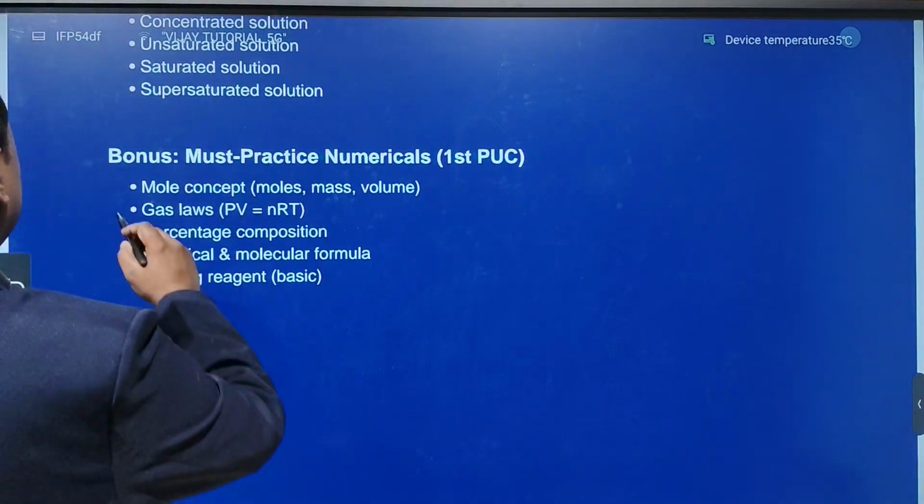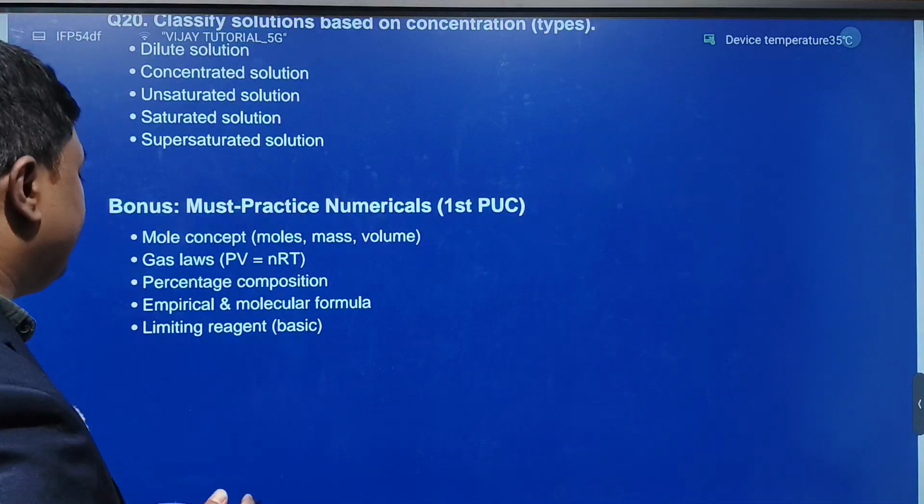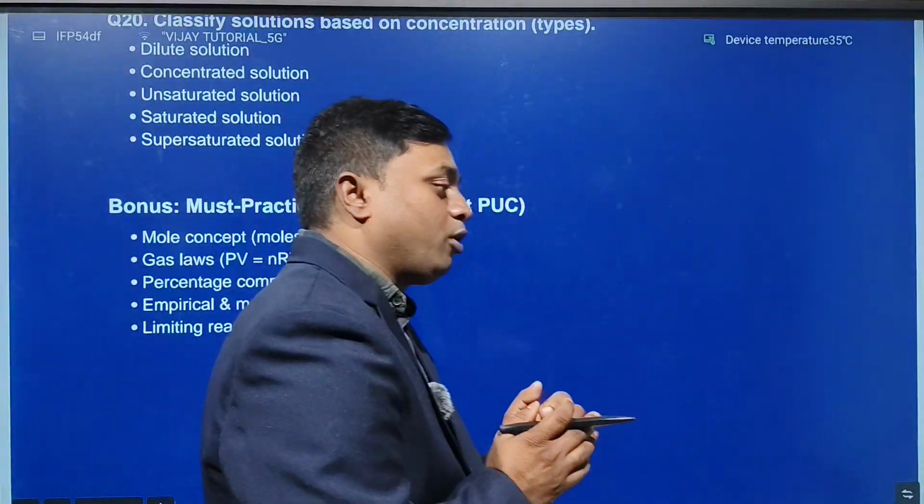Apart from that, for numericals you should focus on mole concepts, gas laws, percentage composition, empirical and molecular formula, and limiting agent. I hope you understood all these important questions.